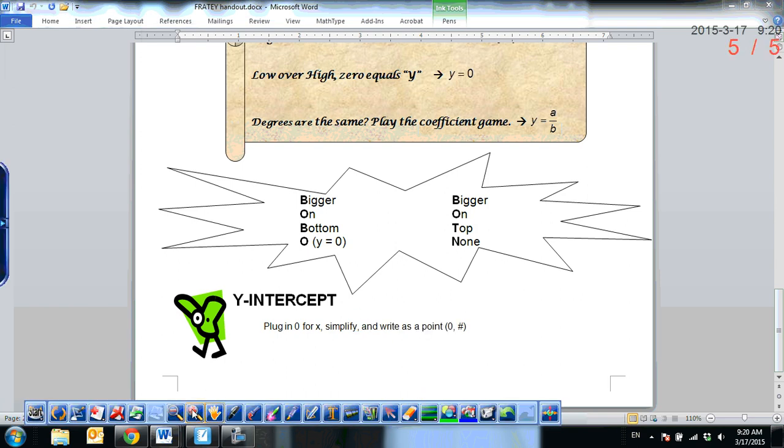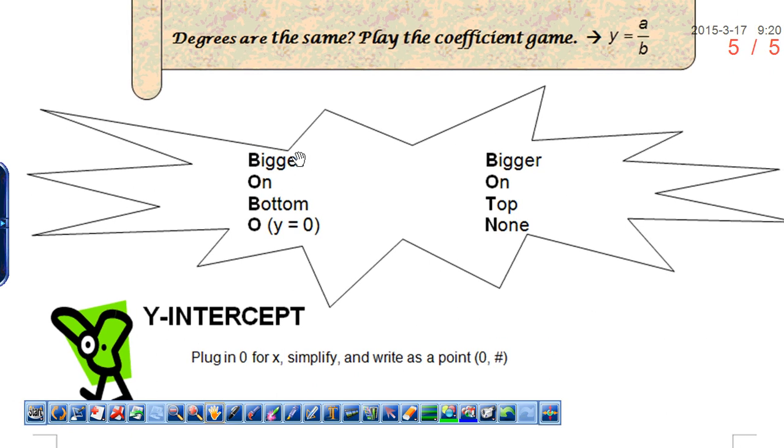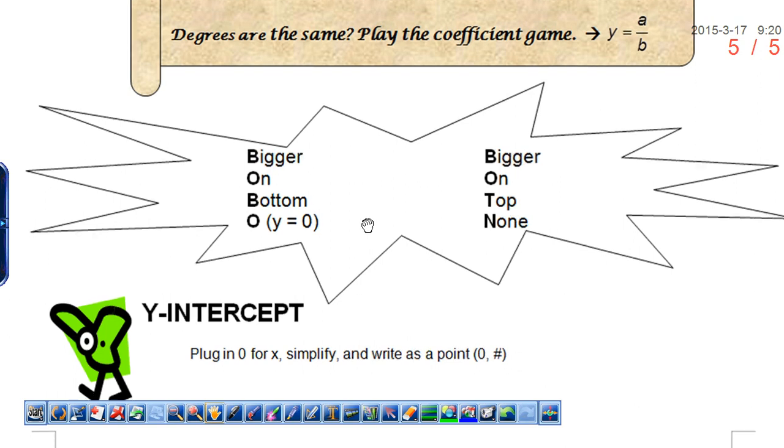You can have BOBO. If it's bigger on the bottom, if the degree is bigger on the bottom, you've got O, y equals 0. Or you can use BOTN. Bigger on top, you get none. It doesn't tell you if they're the same. You've got to remember what to do with that. Okay, so just kind of think, we'll get used to which ones make more sense.